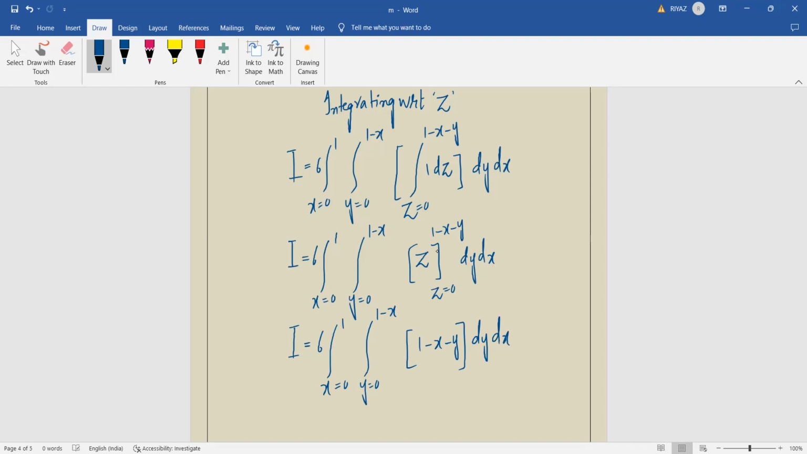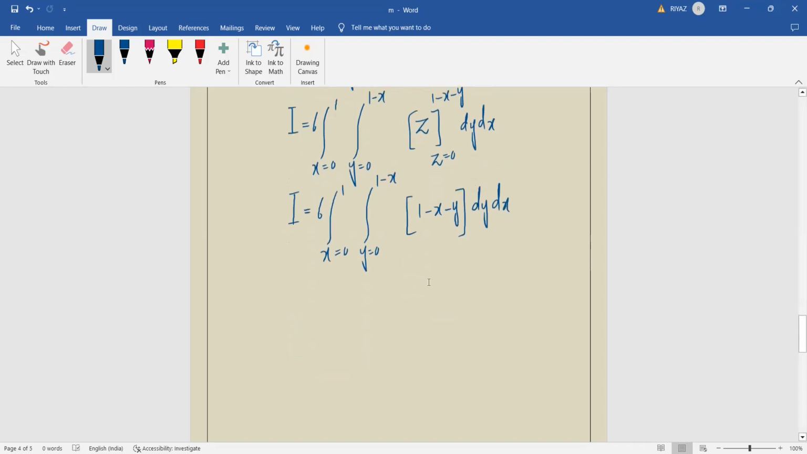Now we have to integrate this function with respect to y. So specify the region. Let me specify. We have to give some space for this one, specifying the region. It indicates that we are integrating with respect to y. This I is equal to 6 times x is equal to 0 to 1.